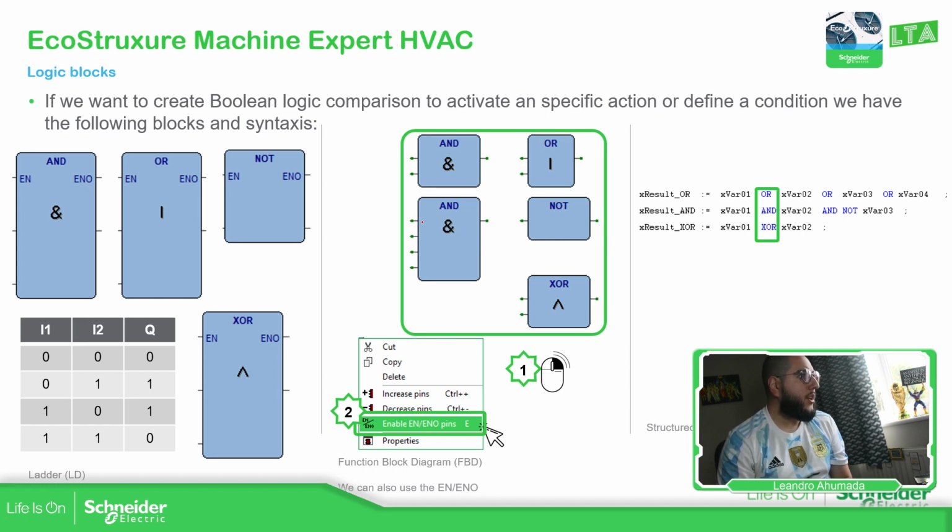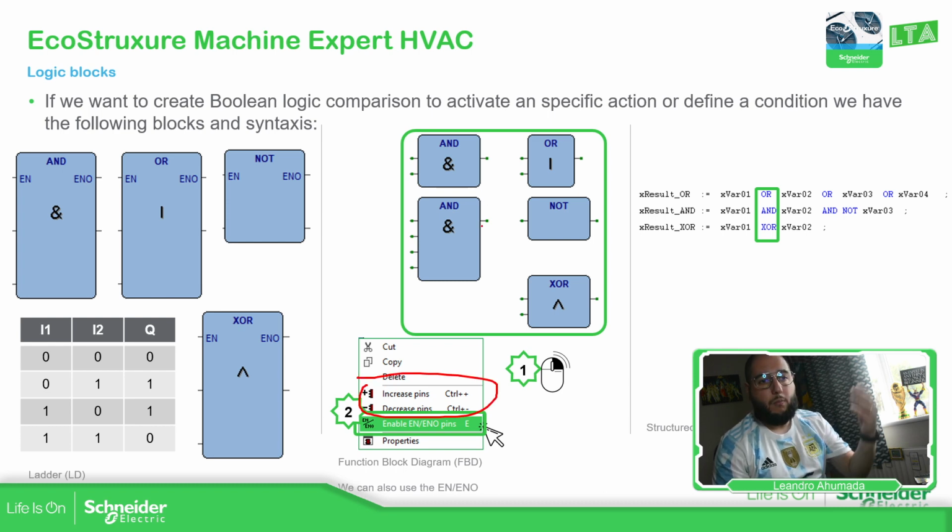One thing you can see is that some of them have more inputs than others, and that part is easy. If you want more, just right click and select increase or decrease pins in order to add more conditions. For structured text, it is quite simple, and I believe it is much easier to understand here. You can see all the variables, and this or this or this is going to activate what you had at the beginning.